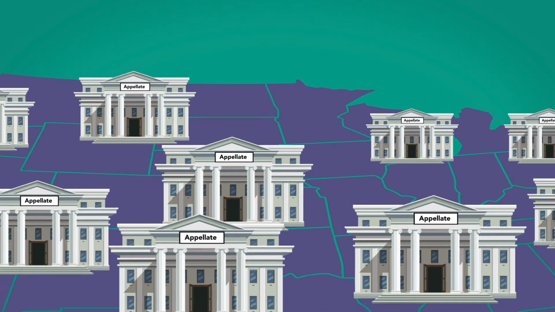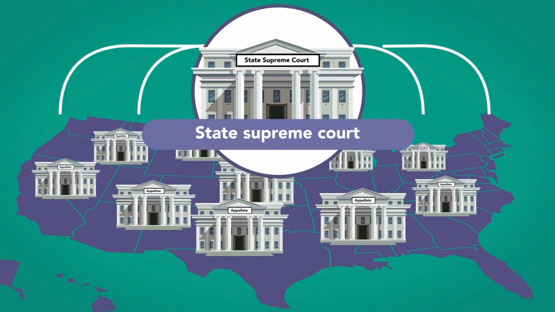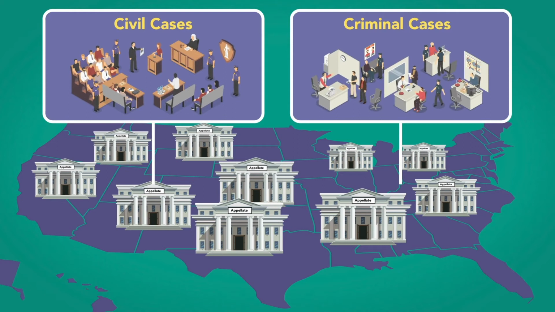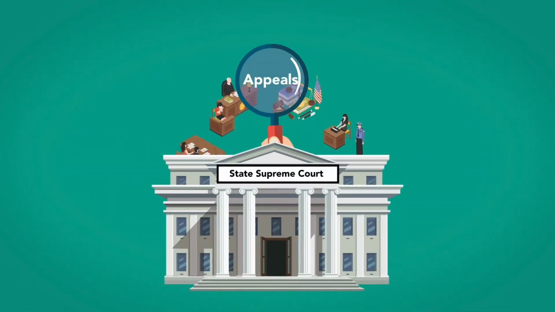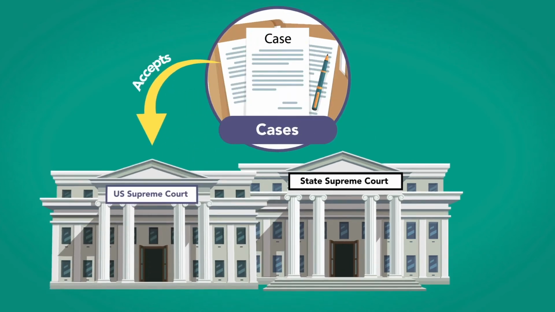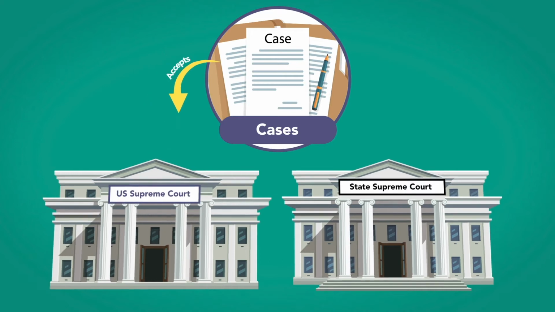All states have an appellate court of last resort, which functions as a state Supreme Court. Most of them are called the Supreme Court of the state, though the titles may vary, while some states have separate Supreme Courts for civil and criminal cases. Usually, state Supreme Courts have discretion to determine which appeals they want to hear. In this way, they're similar to the U.S. Supreme Court, which accepts cases at its discretion by the process that we will discuss shortly.